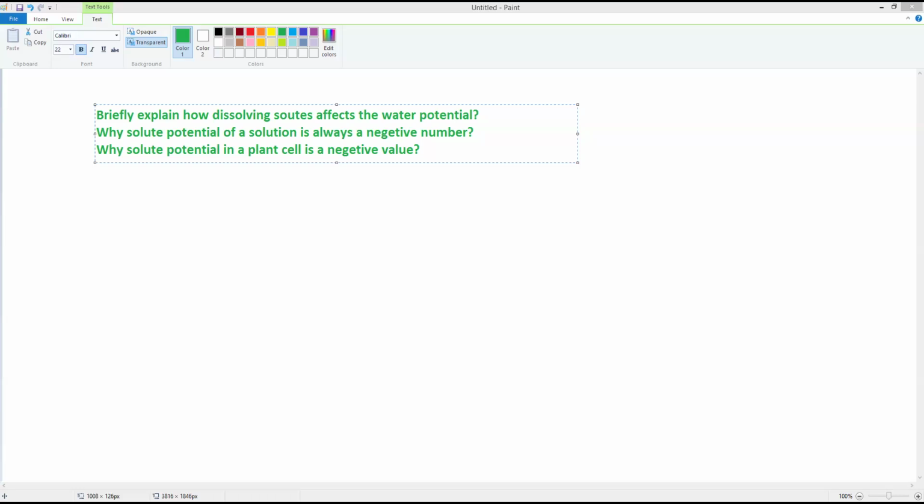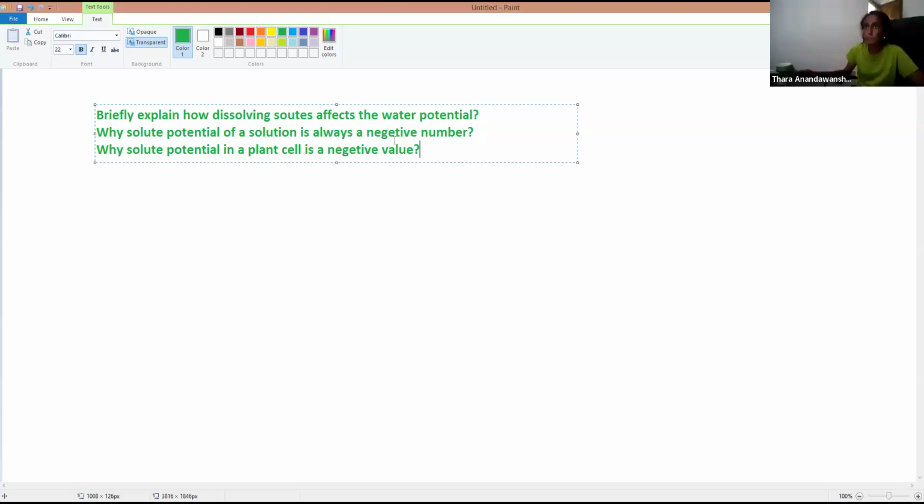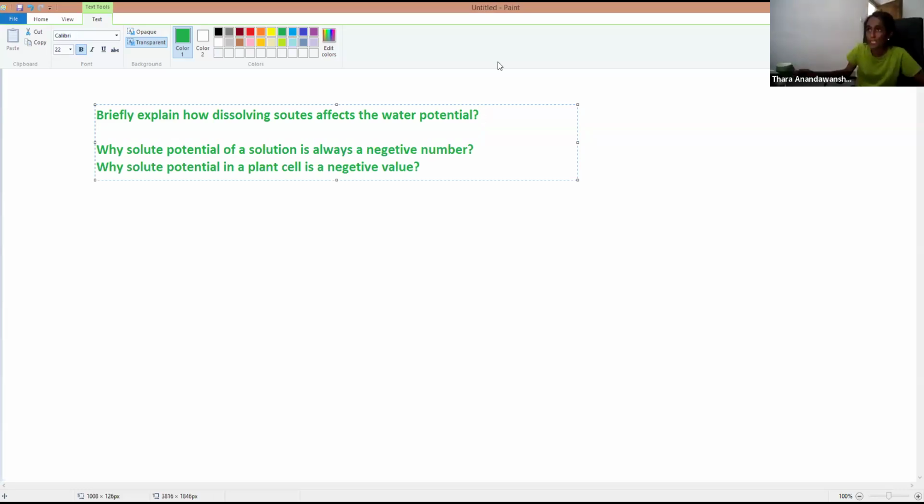Are you finished with it? Yes, teacher. I'm going to the first question there. Briefly explain how dissolving solutes affects the water potential. So here is the answer. When the solutes are added, they bind water molecules and reduce free water molecules, reducing the capacity of the water to move and do work.